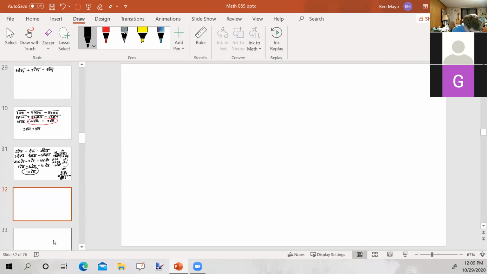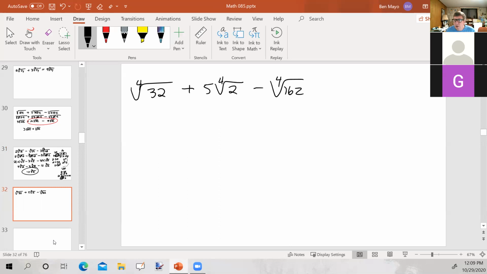Let's see. The fourth root of 32 plus 5 fourth roots of 2 minus 4 minus 1 fourth root of 162. So now my index is a 4. So I'm looking for something to the fourth power or to the eighth power or to the 12th power. 32 is 2 times 16, which is 2 times 4 times 4, which is 2 times 2 times 2 times 2 times 2, which is 2 to the 5th, which is 2 to the 4th times 2. So I broke it all the way down, built it up to a power of 4 and leftovers.